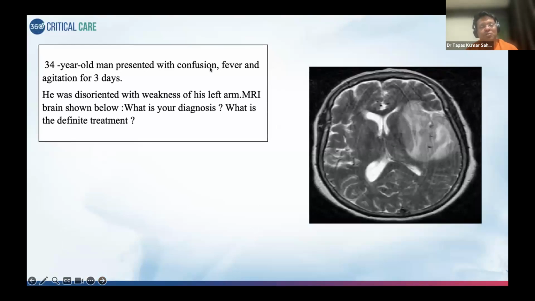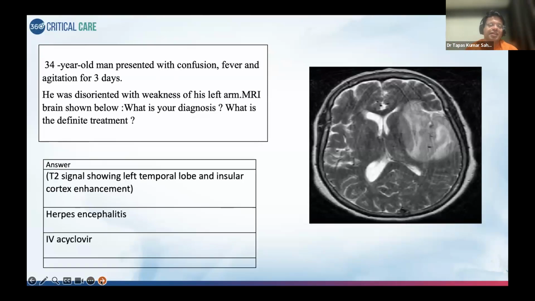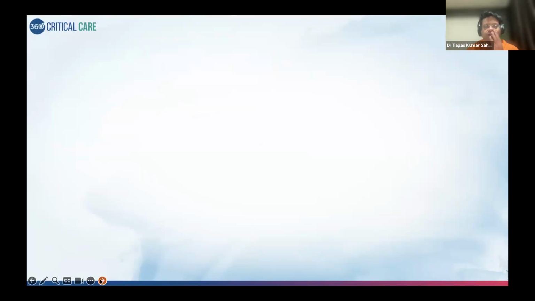A 34-year-old man presented with confusion, fever and agitation for 3 days. He was disoriented with weakness of his left arm. MRI brain shown below. What is your diagnosis? What is the definitive treatment? Confusion, fever, agitation for 3 days. Okay. So it is a T2 signal showing left temporal lobe and insular cortex involvement. Most probably herpes encephalitis, and the treatment would be IV acyclovir.